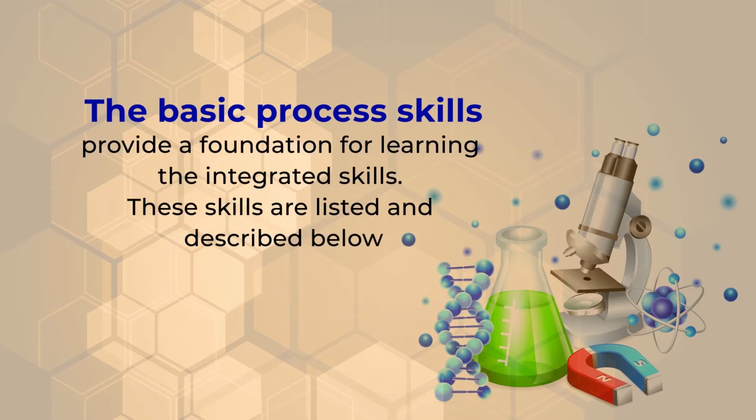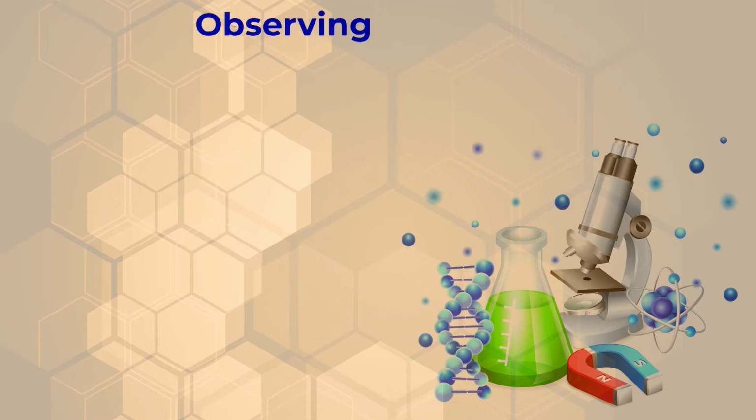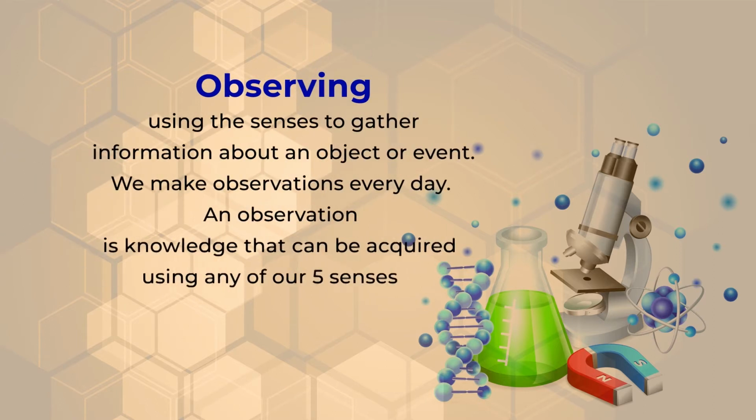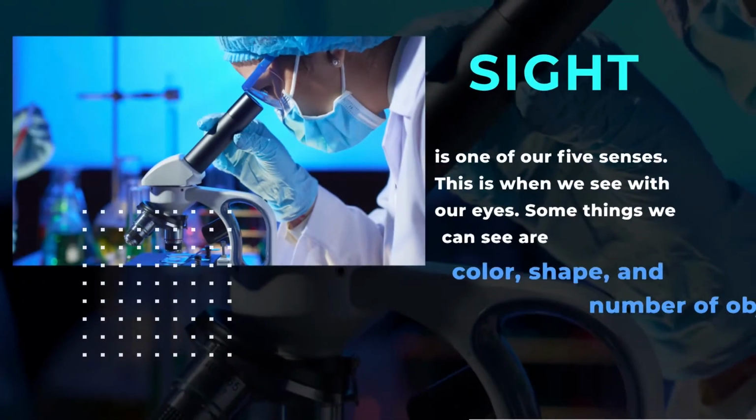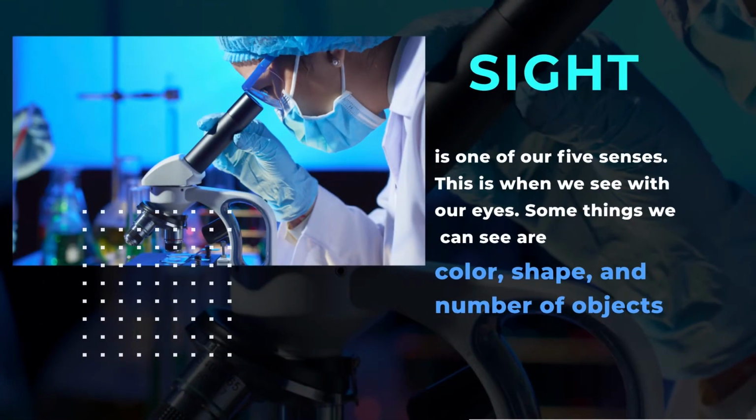These skills are: number one, observing. Observing means using the senses to gather information about an object or event. We make observations every day. An observation is knowledge that can be acquired using any of our five senses. Sight is one of our five senses. This is when we see with our eyes.